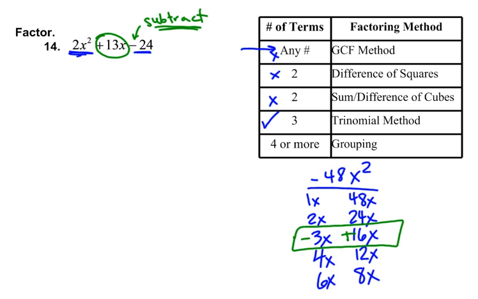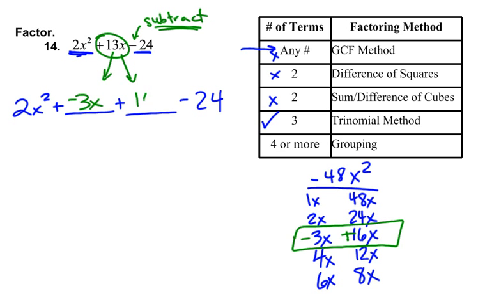So here we go, we're going to rewrite our problem. We've got 2x squared, and we're going to put two things in there to replace that positive 13. So in other words, we're breaking positive 13 into two terms. Those two terms would be negative 3x and positive 16x. And once we do that, we're going to make two groups. And our two groups are going to have GCFs. We're going to identify the GCFs in those two groups.